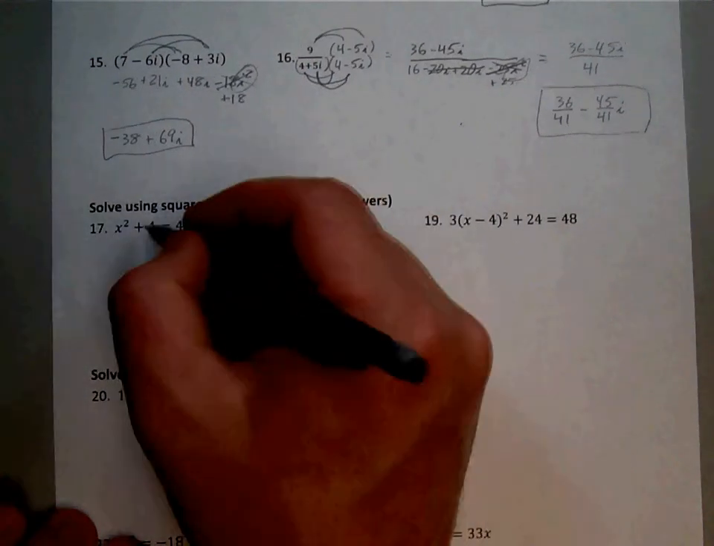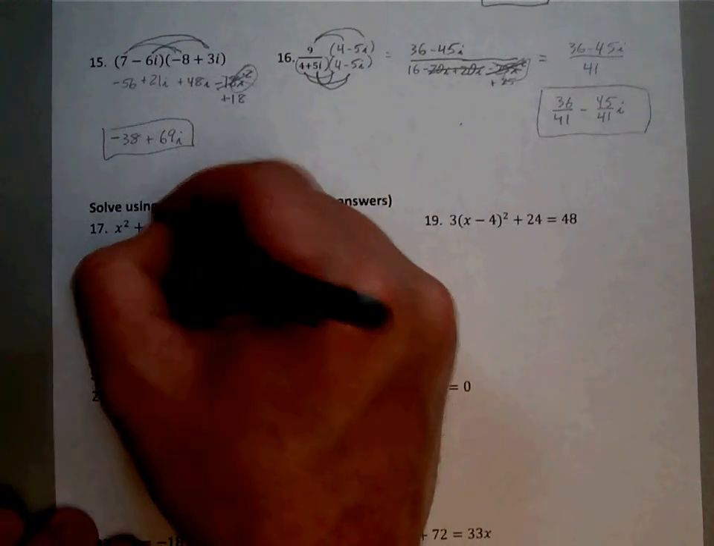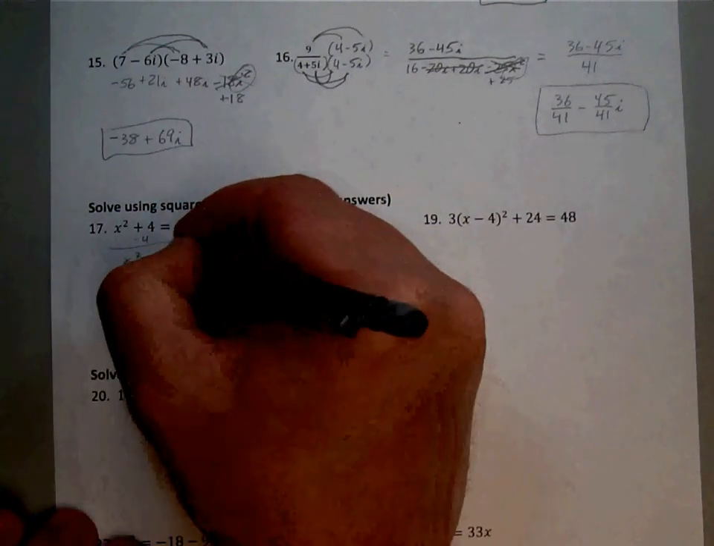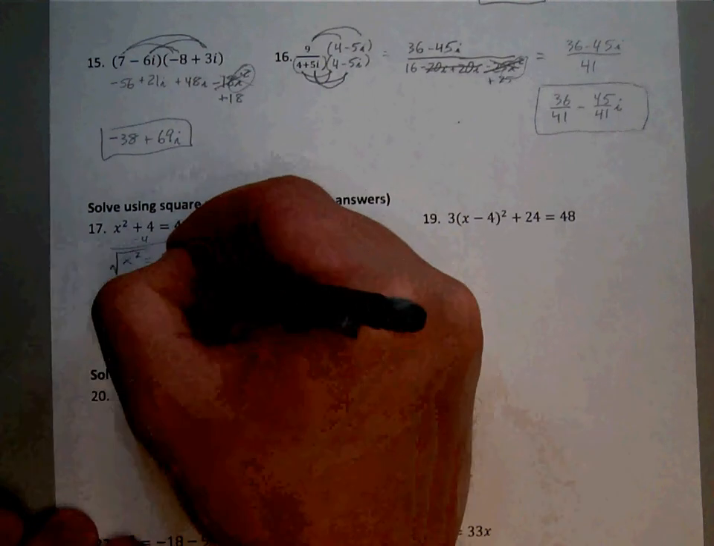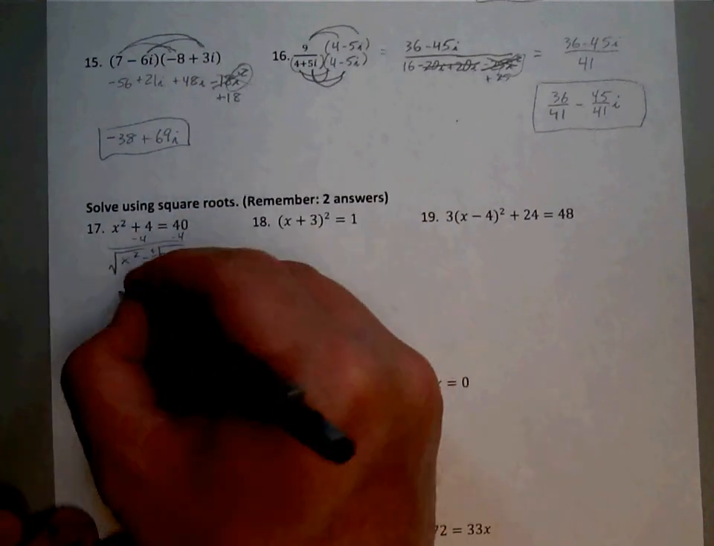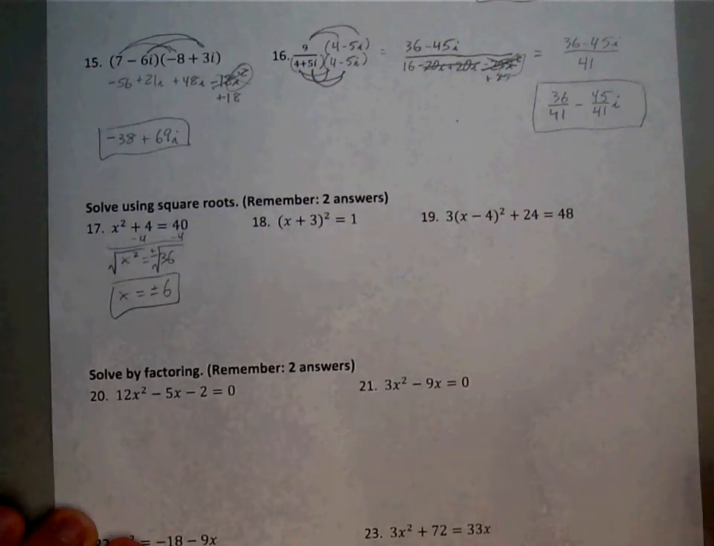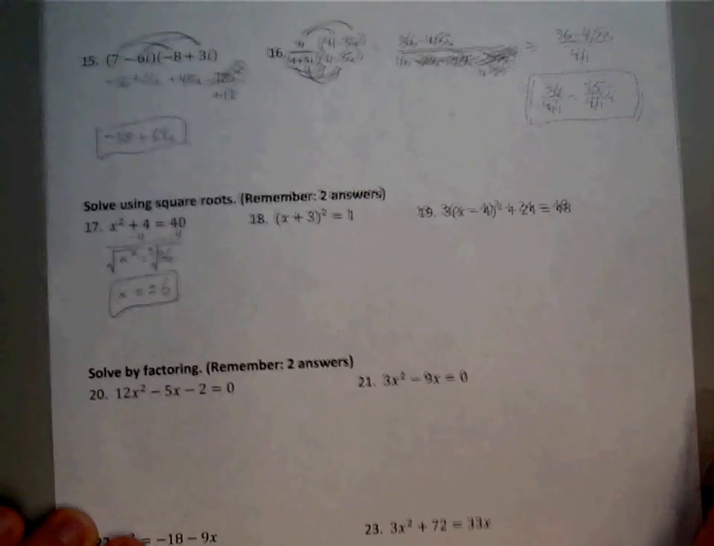Solve using square roots. Here I can subtract 4 to get x squared by itself. 36, so square root, plus minus. So x equals plus minus 6. There's nothing else to do, so I don't need to write those separately. I can just use the plus minus there, it'll be okay.